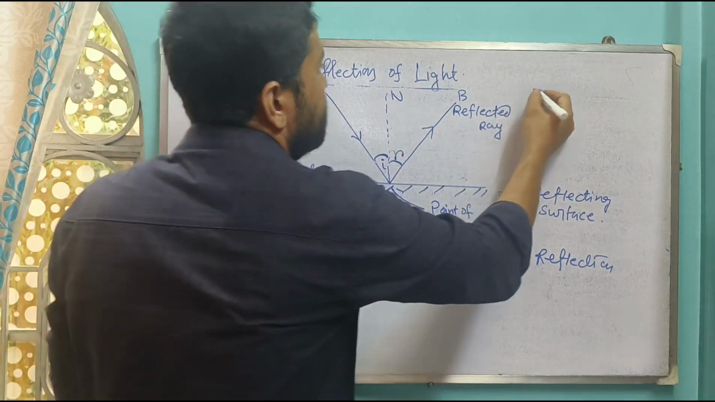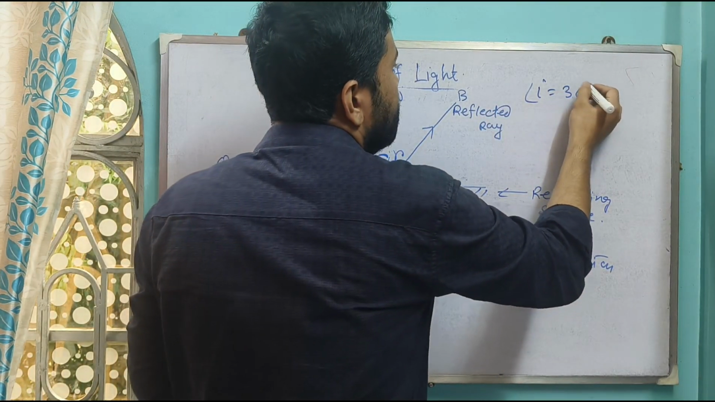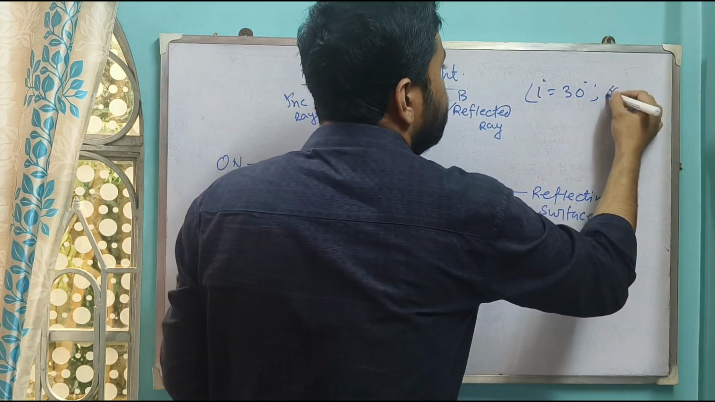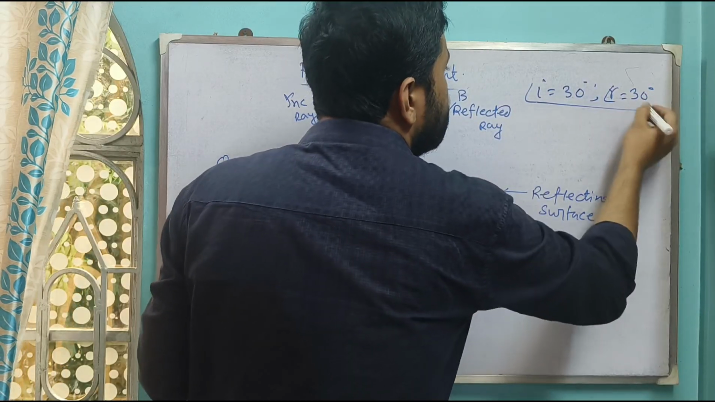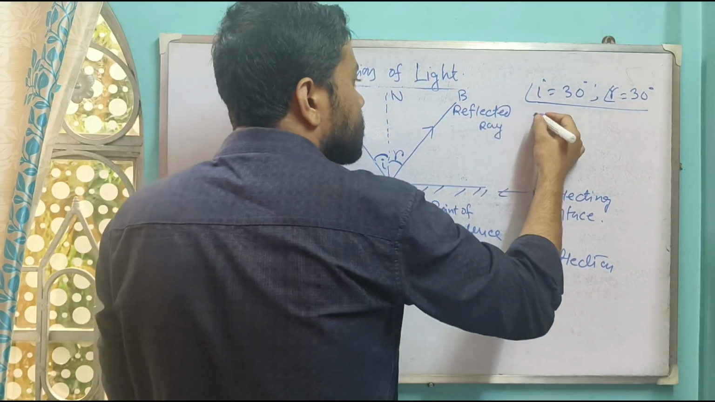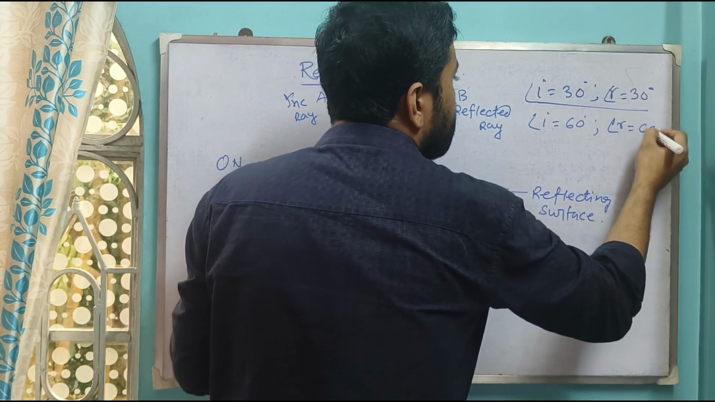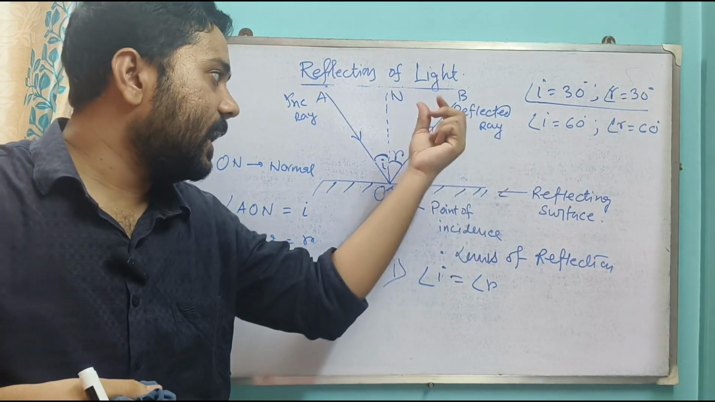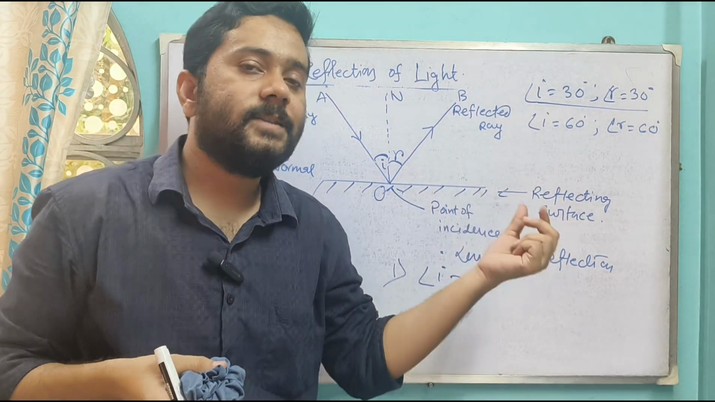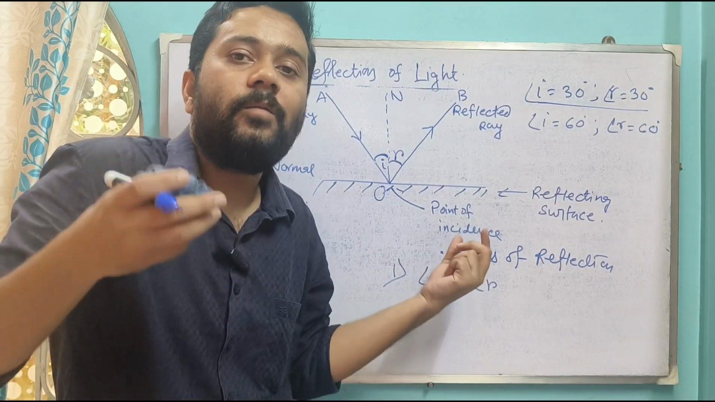If you take the angle of incidence as 30 degrees, the angle of reflection will be 30 degrees, so both are the same. Suppose you take the angle of incidence as 60 degrees, then what is the angle of reflection? 60 degrees. So the angle of incidence and the angle of reflection are always the same, and this is the first law of reflection.